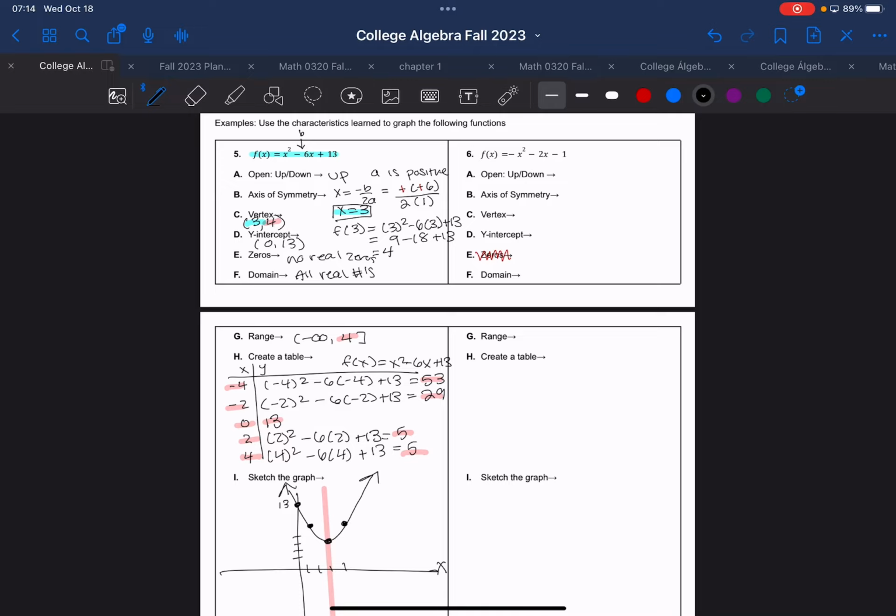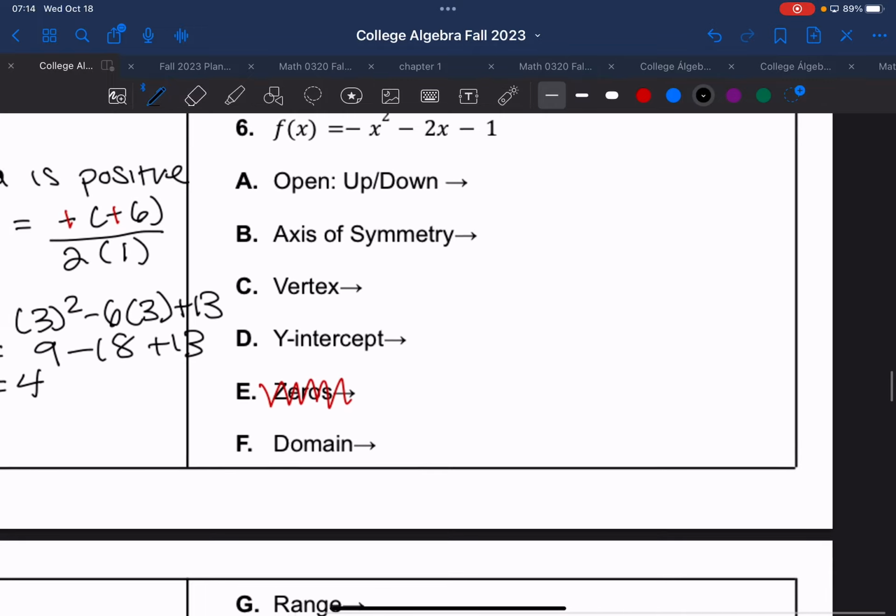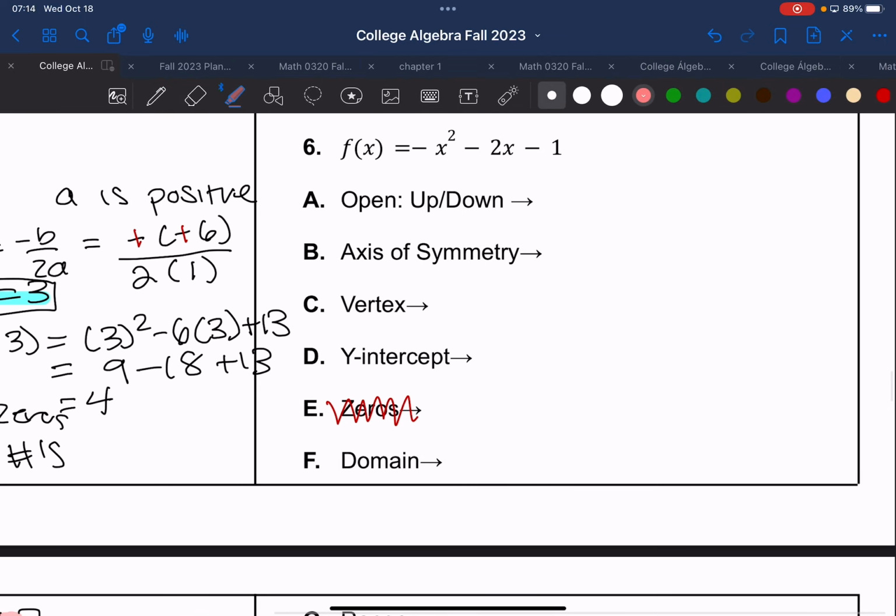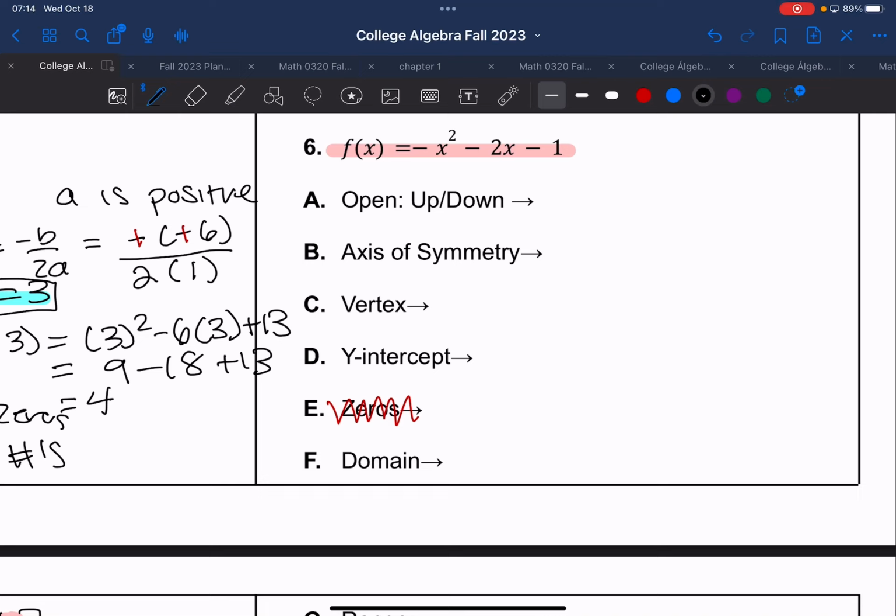Let's look at the next one, number 6. So looking at number 6, we're looking at this function here, -x squared minus 2x minus 1. So looking at that, does it open up or down? Down, and how do we know? Good, because A is negative. This is A. What is the axis of symmetry?